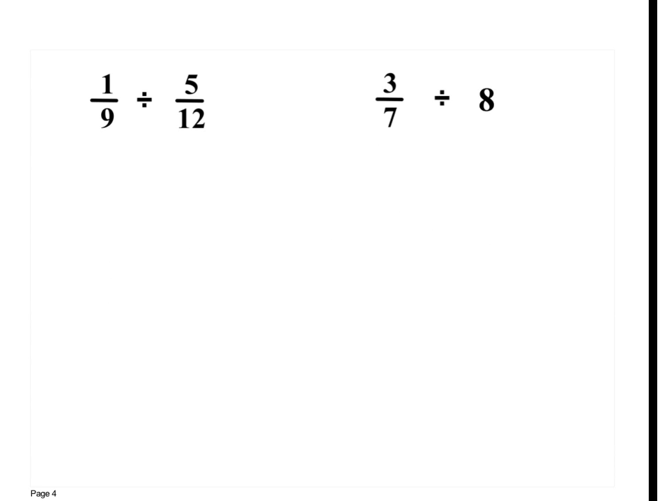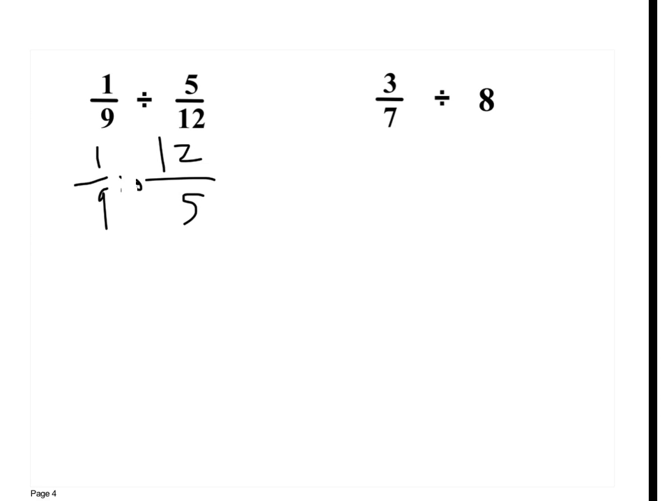Write these two down. All right, so let's do the first one: 1/9 divided by 5/12. Okay, 1 over 9. The first number does not change. Then we times by the reciprocal. The reciprocal of 5/12 is 12/5.